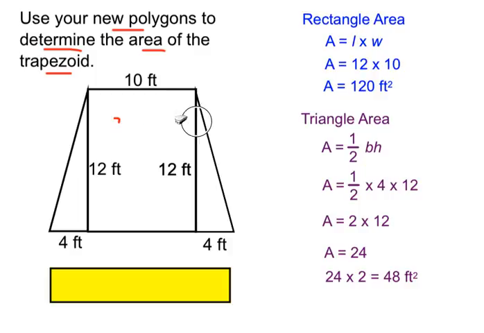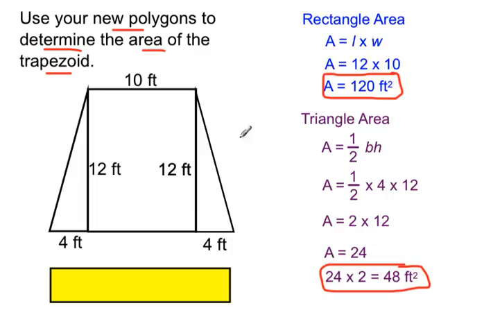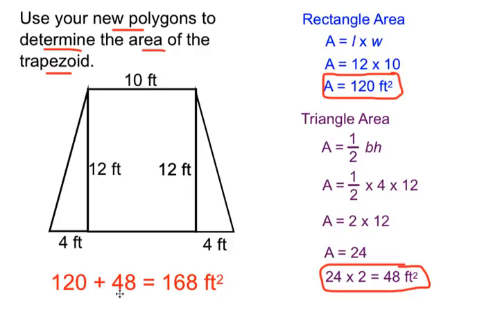Now we know the area of our rectangle, and we know the area of our two triangles as well. So what we have to do then is combine those two areas: add 120 to 48, and we get 168 square feet. So the area of our whole trapezoid is 168 square feet, and that includes all of the triangles and all of the rectangle.